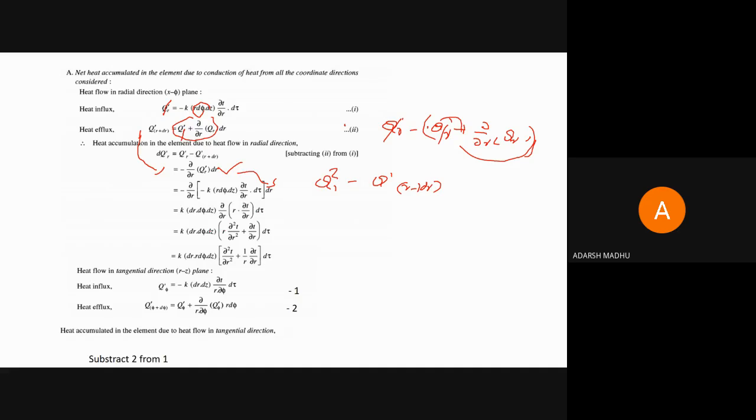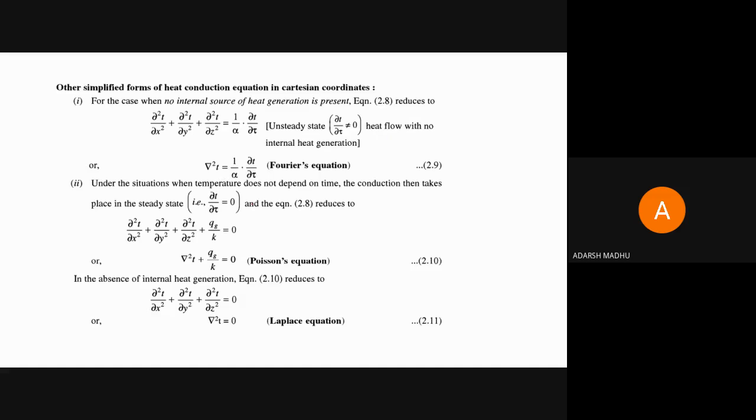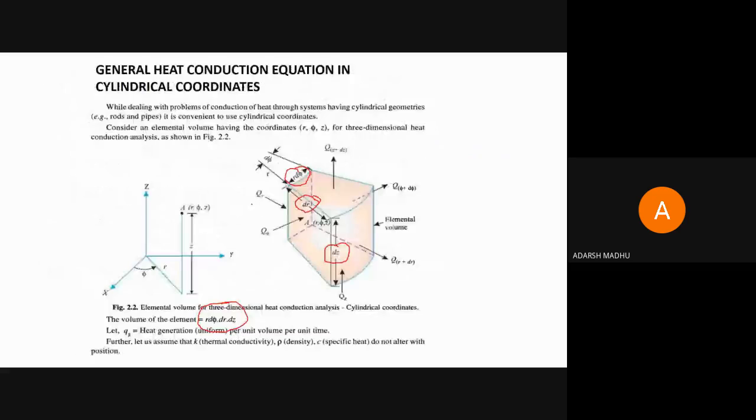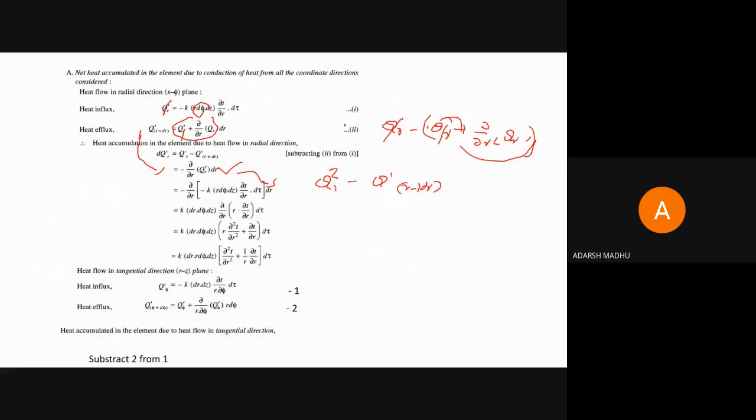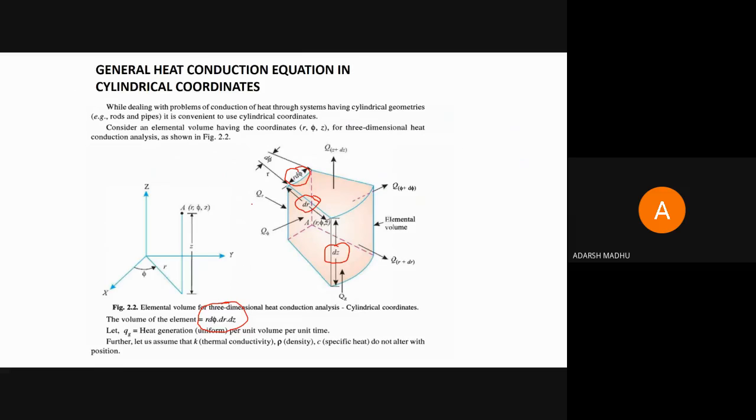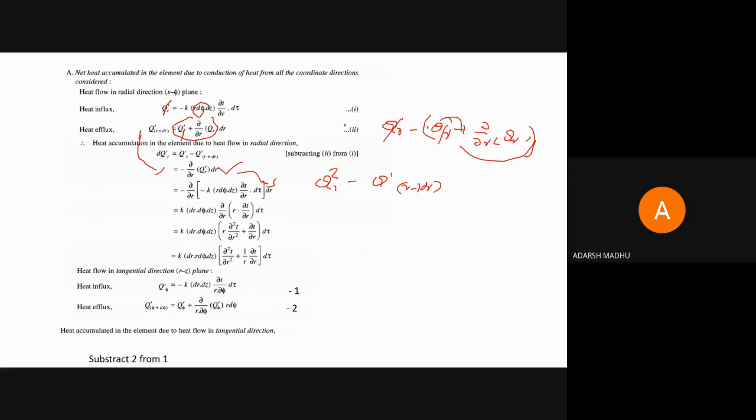We are taking dou by dou r into dou t by dou r into d tau. So what is the volume? r d phi into dr dz. Okay, here r is not only dr d phi dz, is the volume. r is here, but this is inside the bracket, right? With the derivative form. So this is a derivative equation.